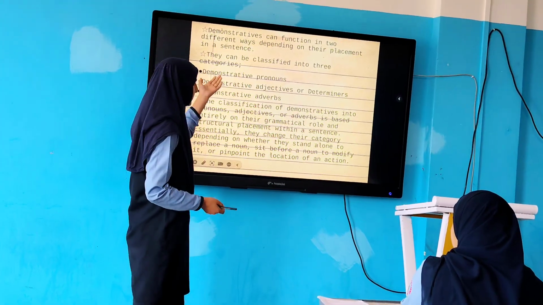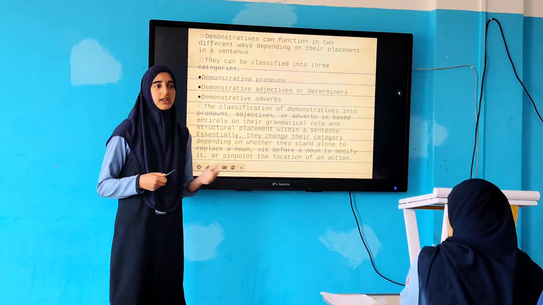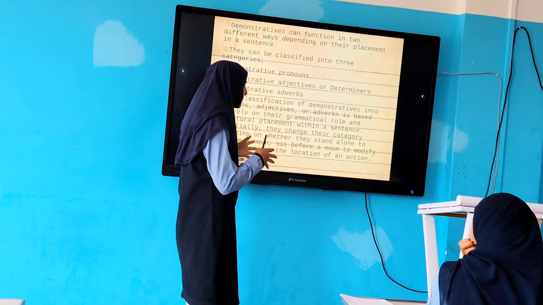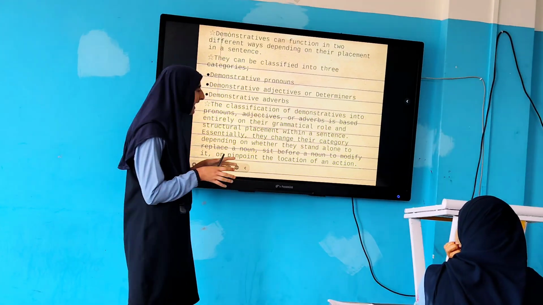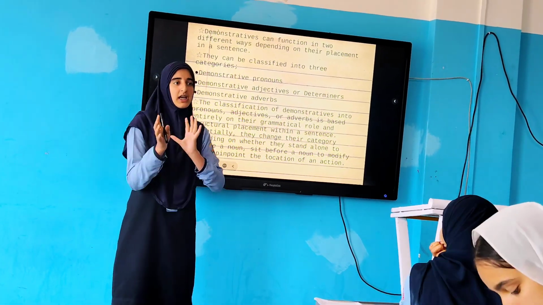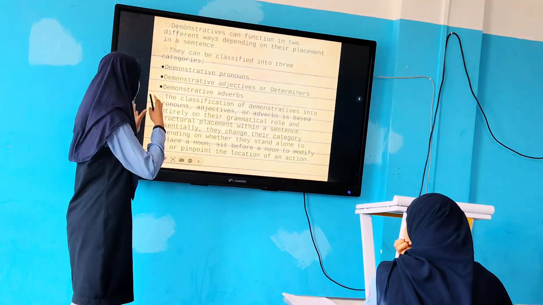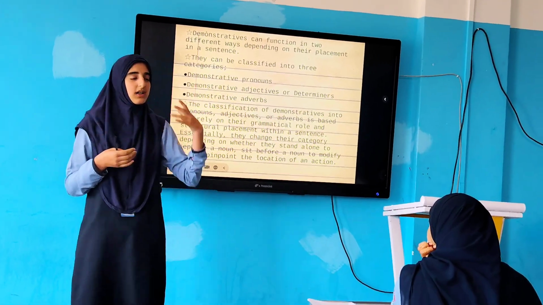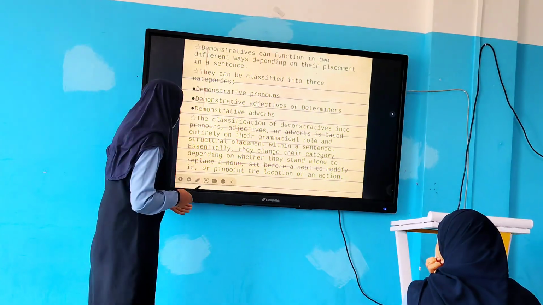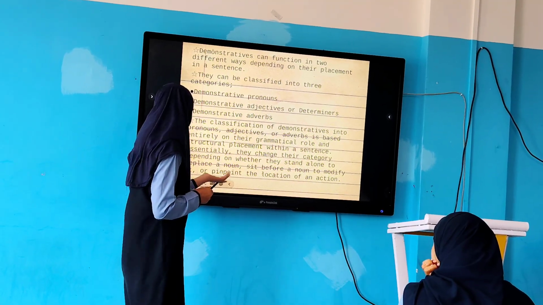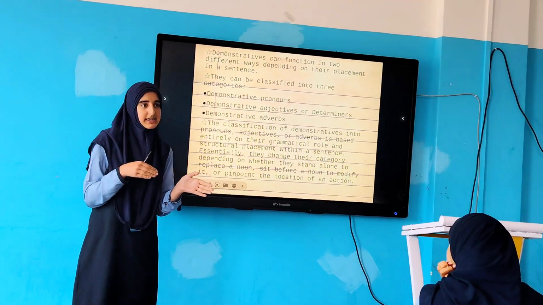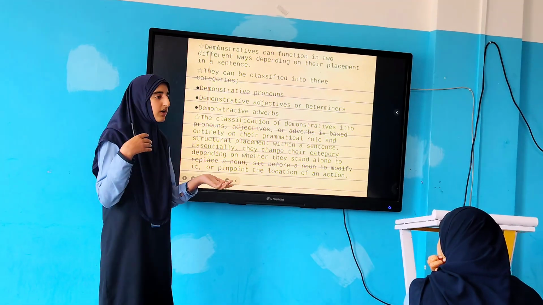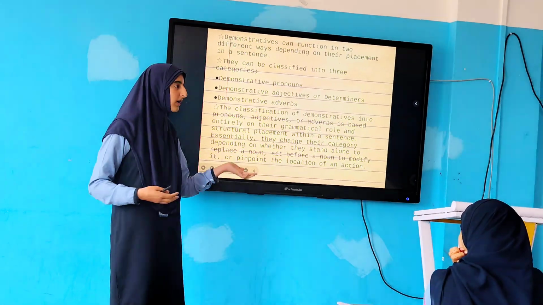So there are two main types: demonstrative pronouns and demonstrative adjectives, or determiners. The classification of demonstratives into pronouns and adjectives is based entirely on the grammatical structure, the structural placement within a sentence. As I already said, they can be used as a subject and as an object. Essentially, we change the category depending on whether they stand alone in a sentence, like demonstrative pronouns, or they stand with a noun, like demonstrative adjectives.